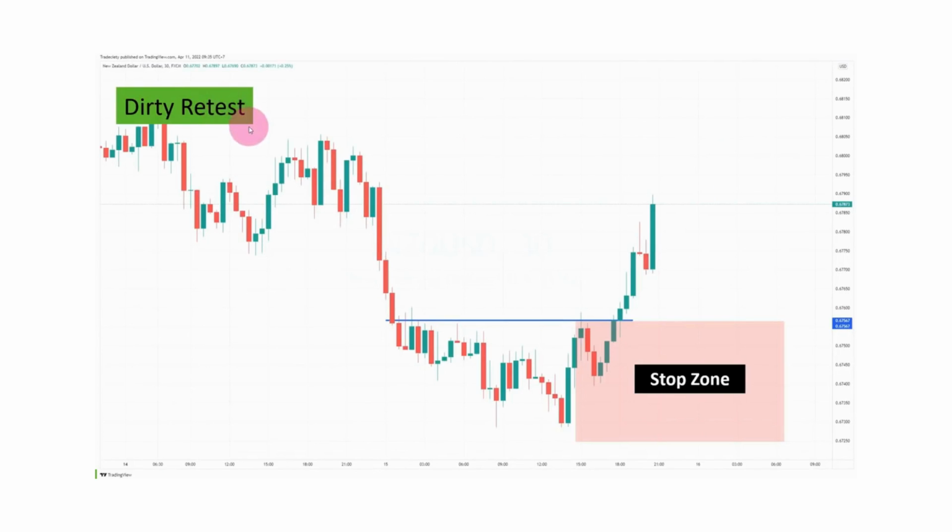The dirty retest is a liquidity concept. I talked about this in the past, and it's a very, very important concept. Even if you don't end up trading the dirty retest, understanding stop zones, liquidity zones, and stop runs is very helpful for your stop placement or just for general chart understanding. So what do we have here?